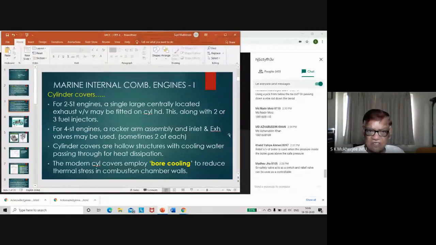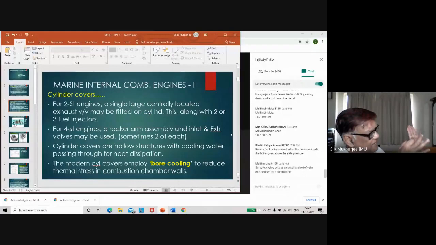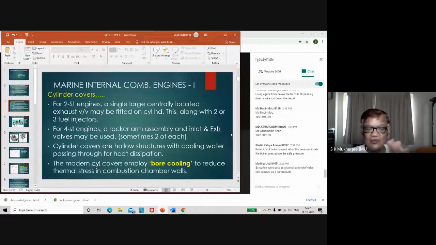examination. A modern cylinder cover employs bore cooling to reduce thermal stress in the combustion chamber wall. See, any wall which is heated on one side, the temperature will rise on that side faster than the other side. And that depends on how thick the wall is, what the conductivity of that material is, and what the temperature difference is between the two surfaces. Okay. Now, bore cooling is an arrangement where holes are drilled through the thick wall and the holes are closest to the heated surface. So, as the water goes through those holes, it removes whatever heat is being transmitted to that wall. So before the other side can get any indication of temperature, before any temperature gradient is set up, the heat is removed. So the component is under reduced thermal stress.